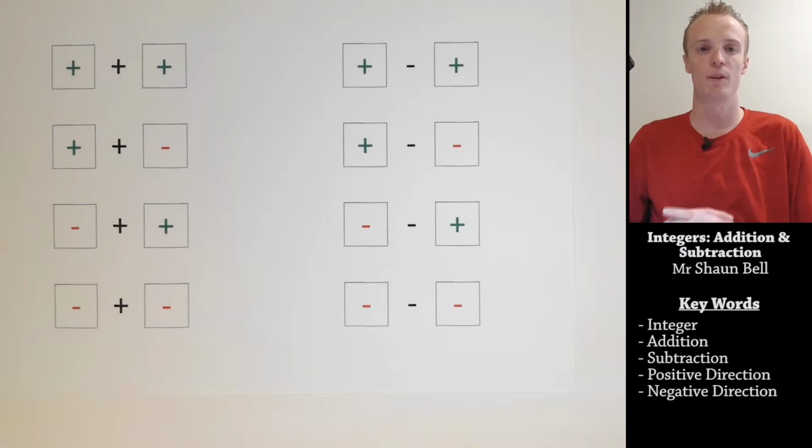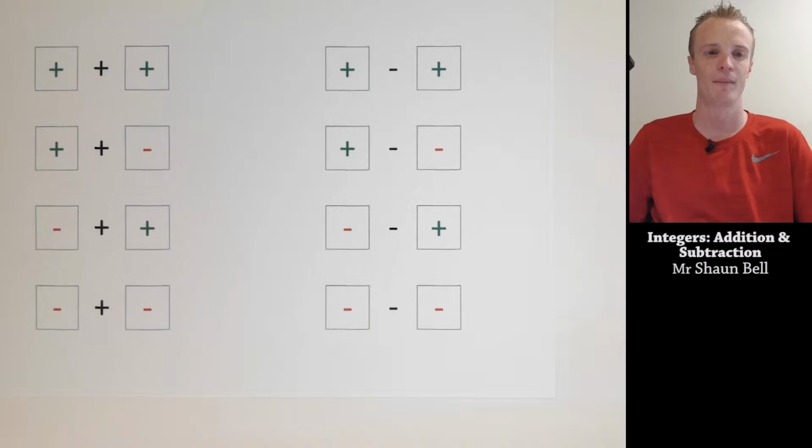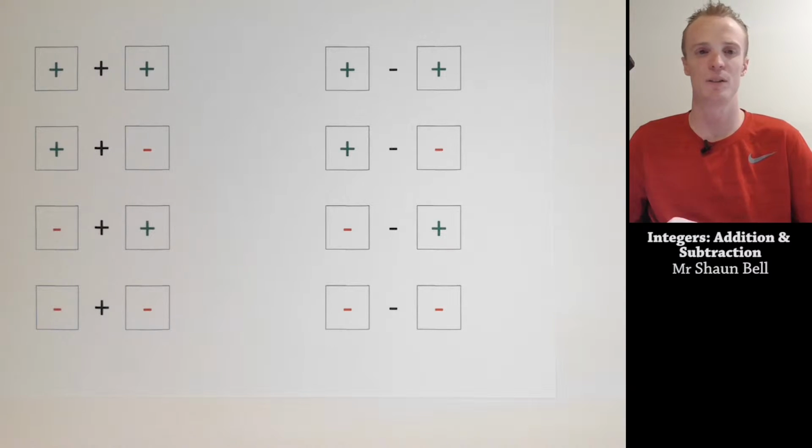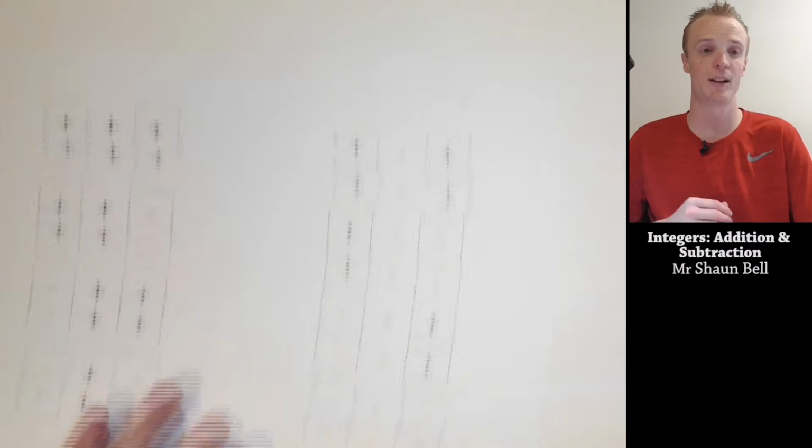These are all the possible scenarios that we could have when we're adding and subtracting negative integers. Fortunately, you don't have to learn all these combinations. Instead, we're going to learn some simple rules and strategies that will make this process a lot easier. So let's begin by looking at two key rules.